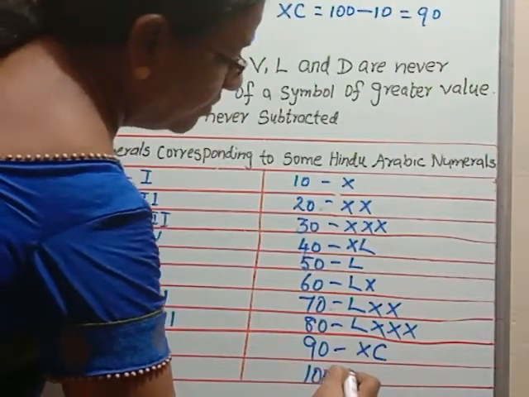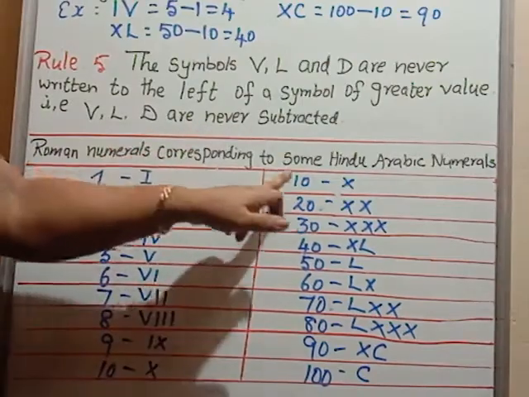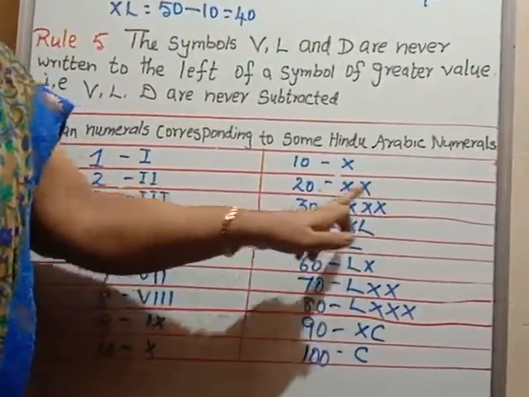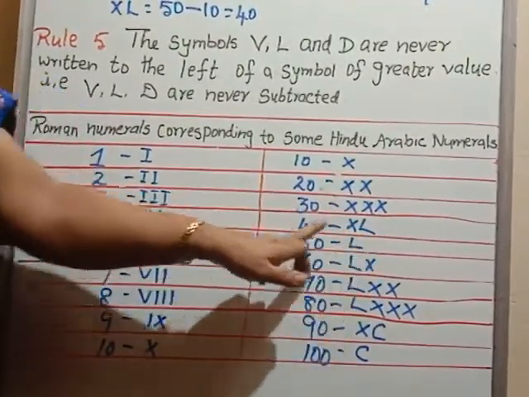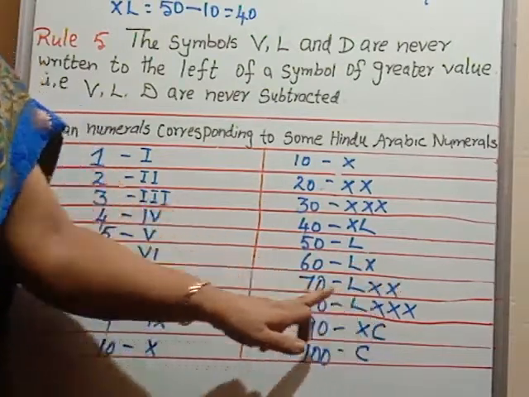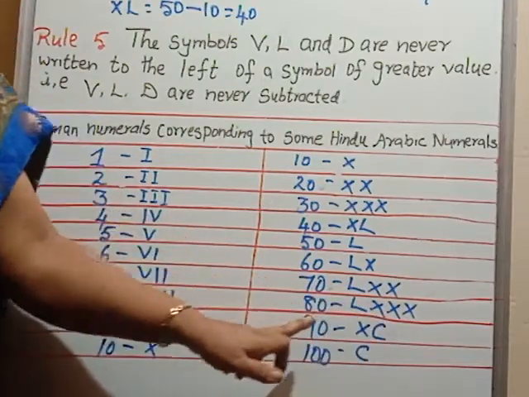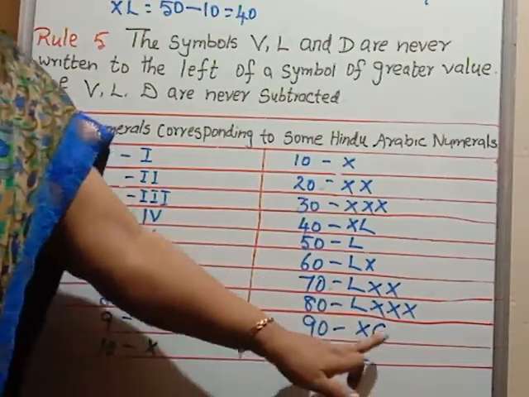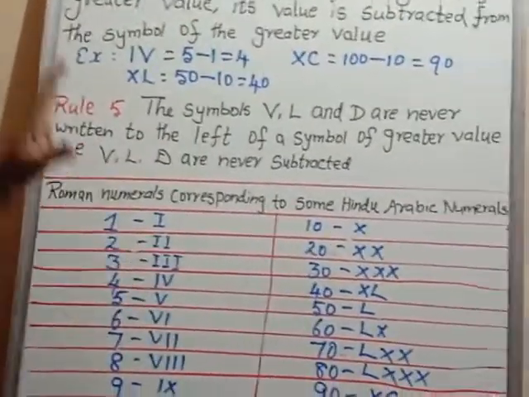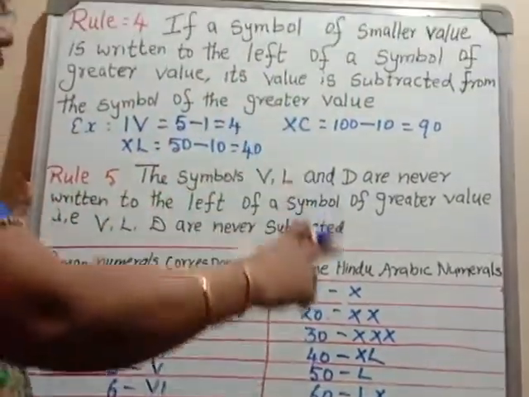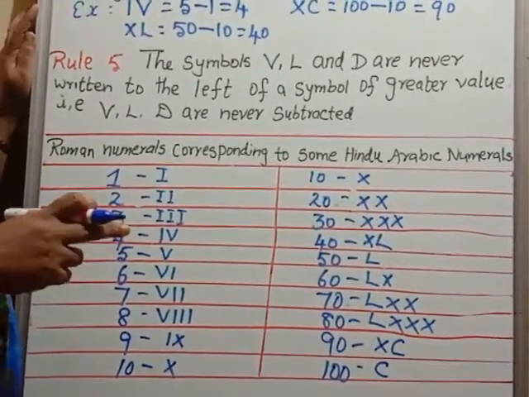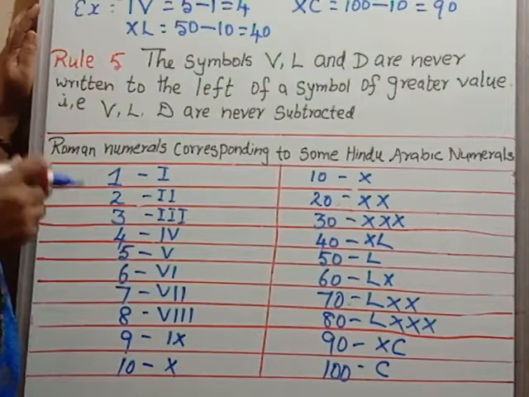What for 100? C. Children, 10, X, 20, XX, 30, XXX, 40, XL, 50, L, 60, LX, 70, LXX, 80, LXXX, 90, XC, 100, C. So, these are very important points to remember to write the Roman numerals. Please copy down all the rules from your textbook pages, and under that examples are also given. Please copy down the examples in your CW. Thank you.